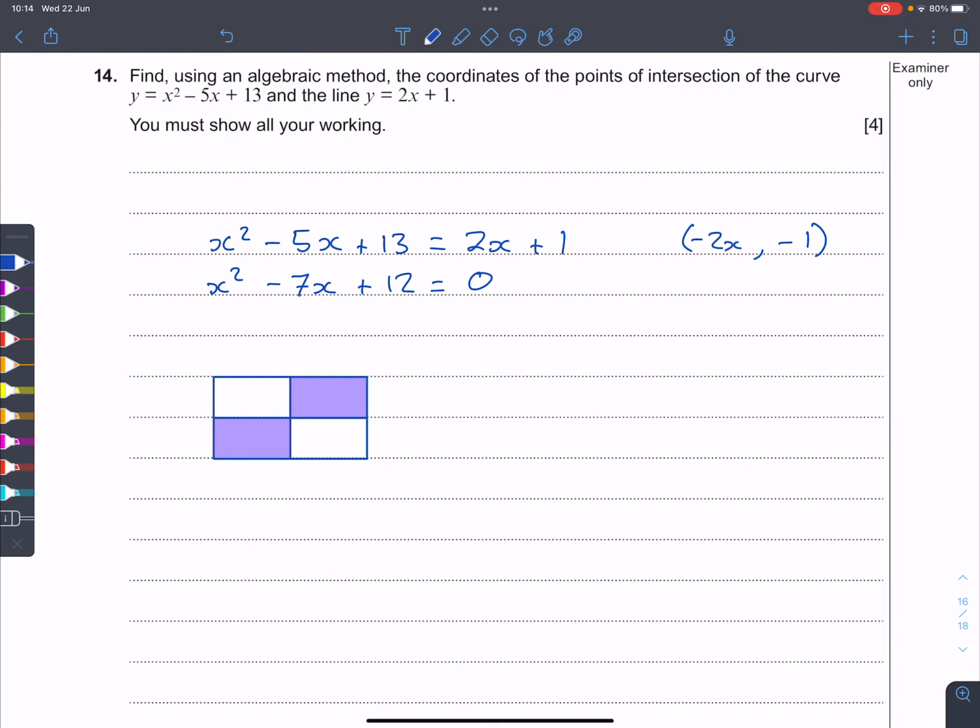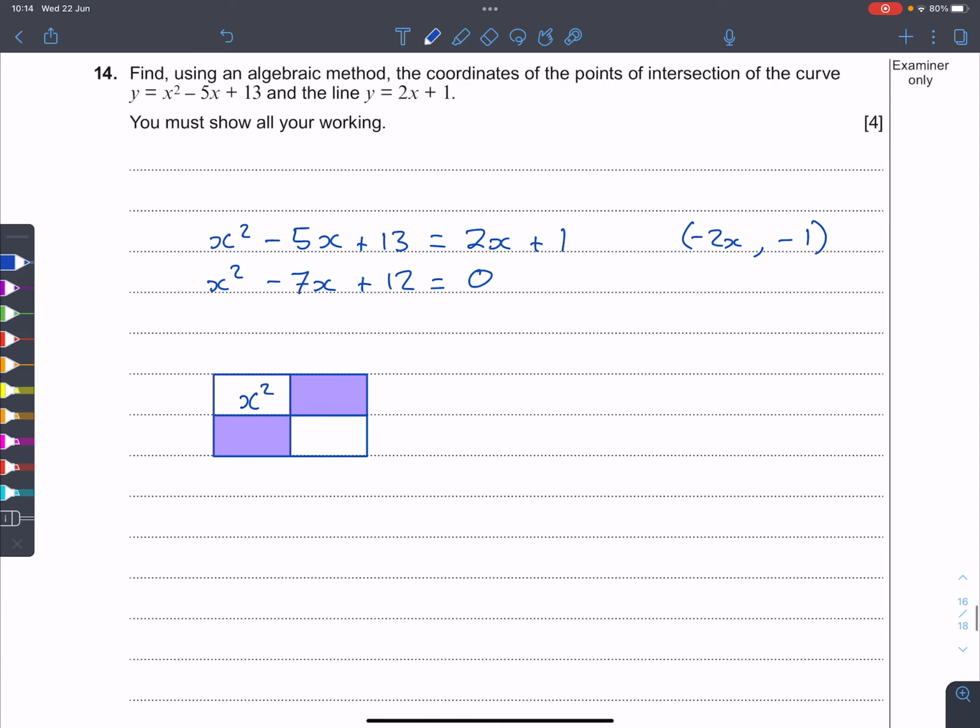Okay, so here's my grid. I'm going to put my x squared term in the top left, my constant term in the bottom right, and these two terms in the middle are going to create this negative 7x. So they're going to add together to give negative 7x. In order to find the numbers, we multiply the coefficient of x squared by the constant. That will give us 12. I want two numbers that multiply to give 12, so I'll just list them: 1 and 12, 2 and 6, 3 and 4.